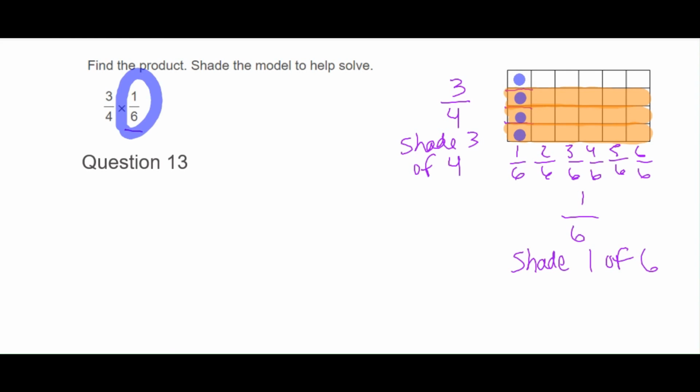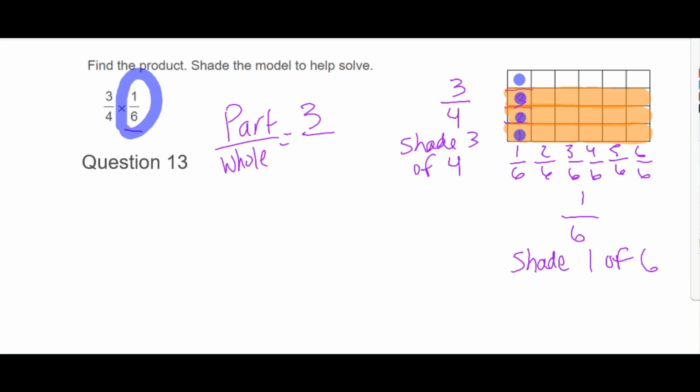And now I'm ready to write my answer. So I know my answer is going to be smaller, so I'm looking for a part out of a whole. And the overlap is going to be my part that I'm looking for. So my overlap is going to have orange and a purple dot. So that's 1, 2, 3. So that's the part. My numerator is 3.